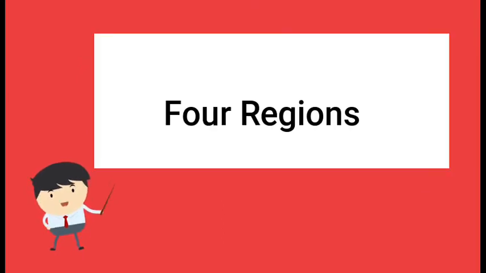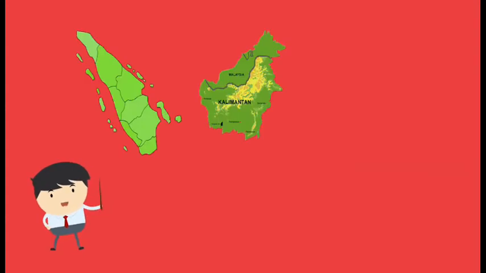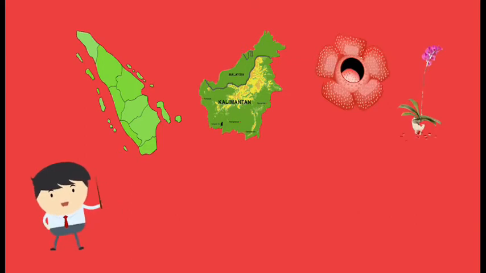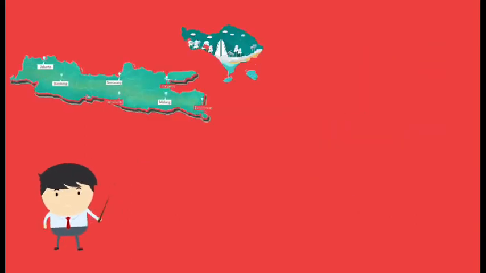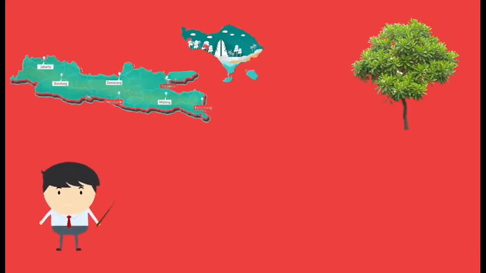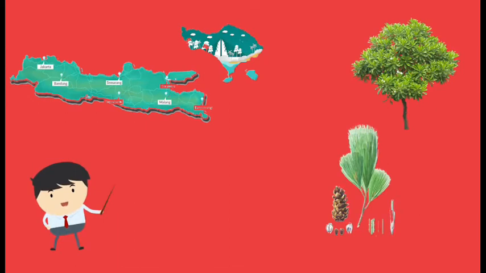The flora of Sumatra and Kalimantan, examples of the flora: Rafflesia, orchid, and others. The flora of Java and Bali. In this area, examples of flora are tea tree, cypress, Venus mercury, and others.